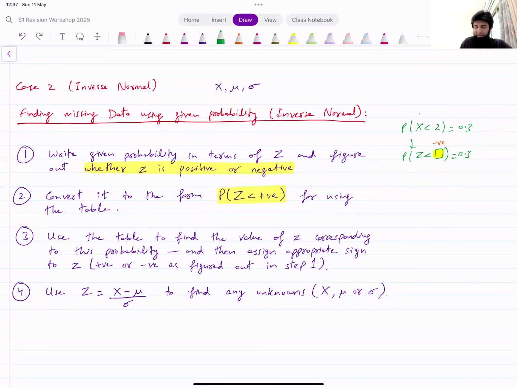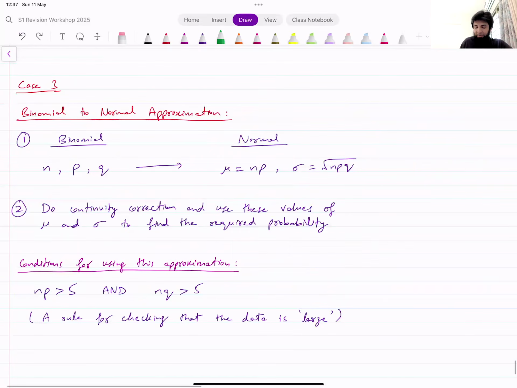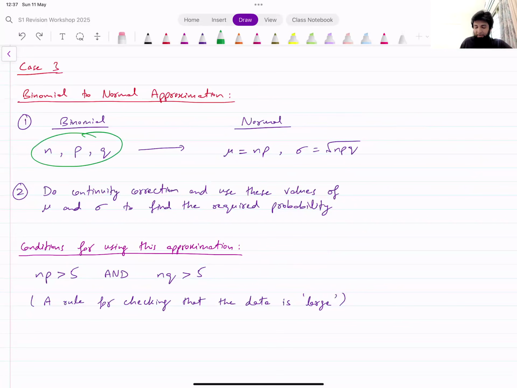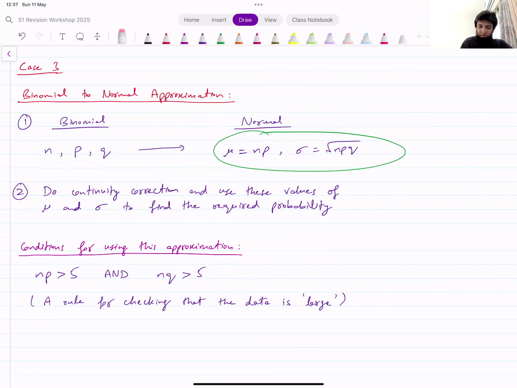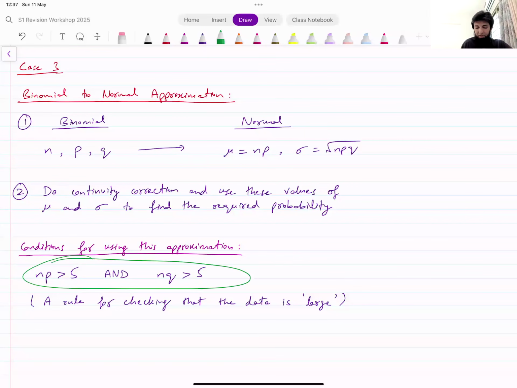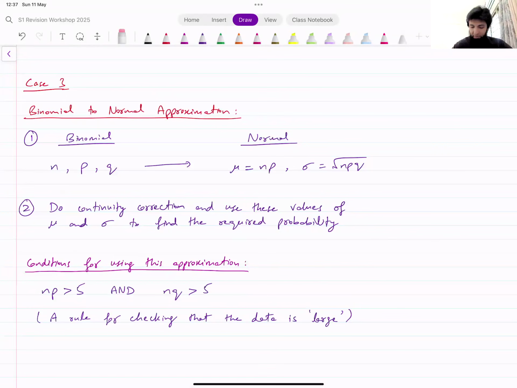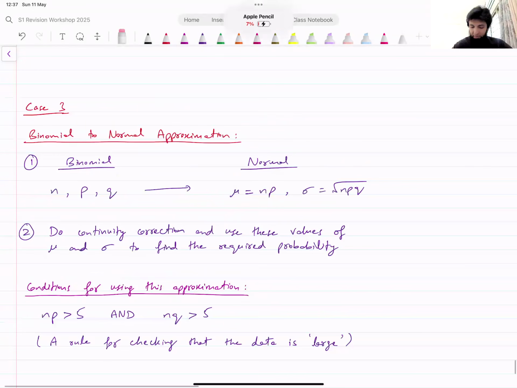And then finally, we did binomial to normal approximation. We'll have n, p, q, convert them to mu and sigma using the formulas, do continuity correction, and then find the probability using normal distribution. These are the conditions: np should be greater than 5 and nq should be greater than 5. And then we looked at a number of examples on this. I hope that makes sense. If you have any questions, you can let me know now.